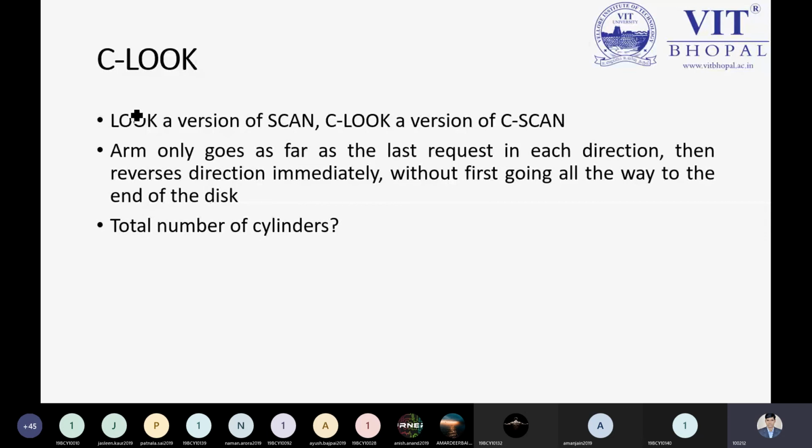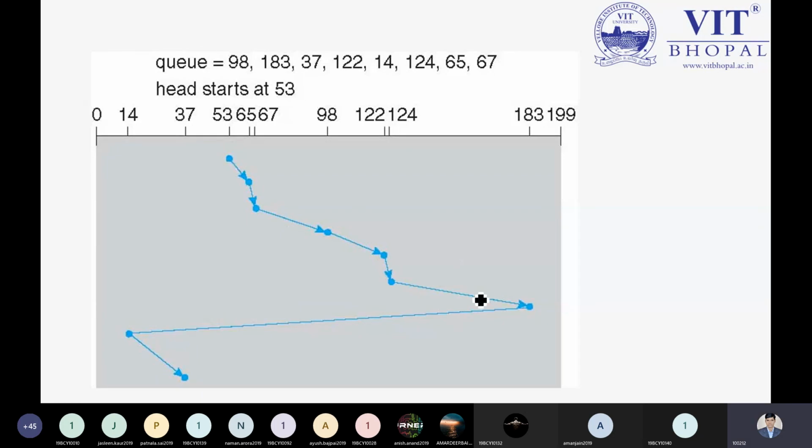Same thing we have in C-LOOK. In C-LOOK we need to go for that part. So C-LOOK is a version of C-SCAN. Here we have another example. In C-LOOK we need to go to 183, and after 183 we need to go to its first request. Please keep in mind, first request. This is a little bit of a difference. Please keep this in mind.